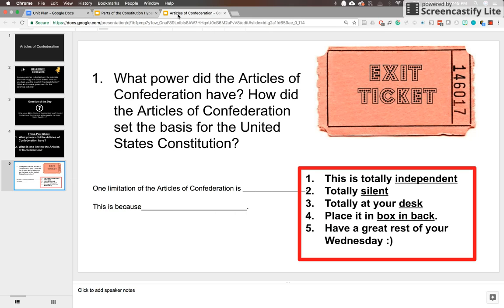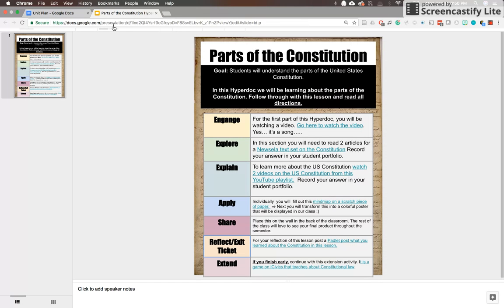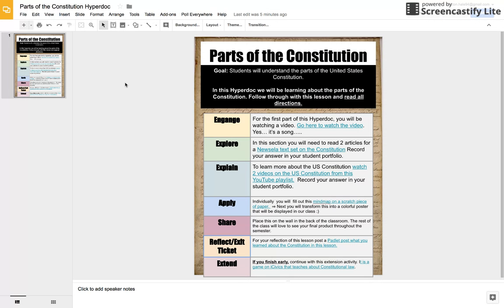Again, tying back to that 12.1 unit, 12.1 standard. Our model here is engage, explore, explain, apply, share, exit ticket, and extend for those gate level students.